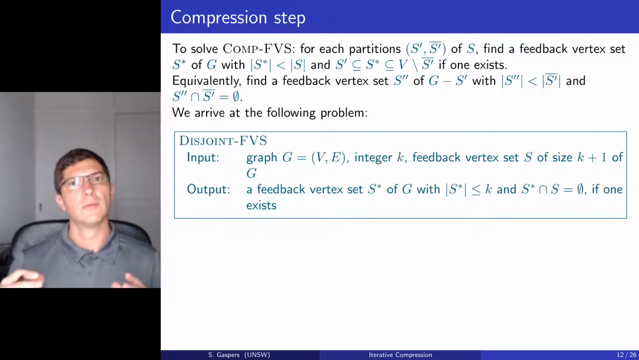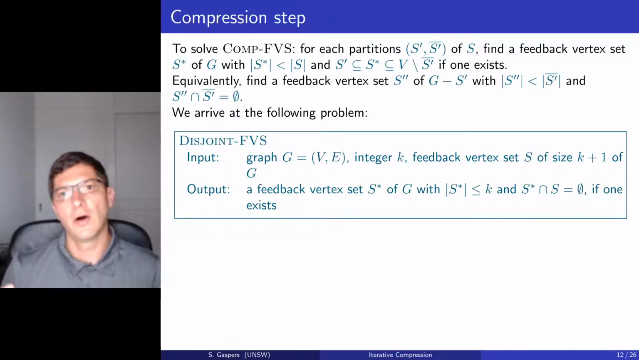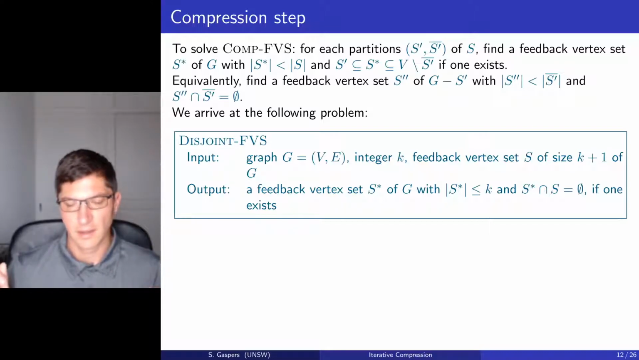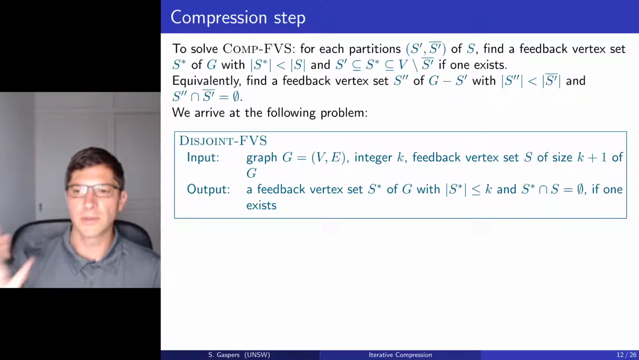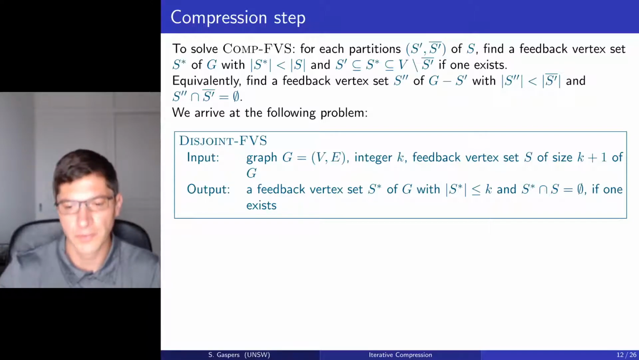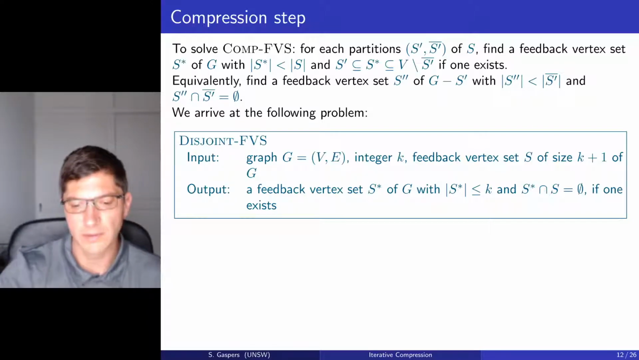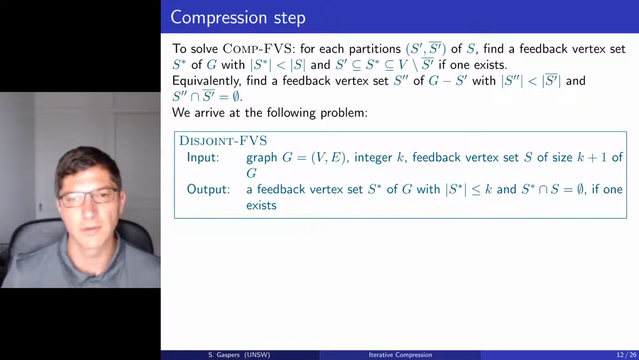So we went through all the partitions of the set S, and for those vertices that we decided must be in our new feedback vertex set, we just delete them from the graph. And we don't want to use any of the remaining vertices for our new feedback vertex set. So our new feedback vertex set should be smaller, and it must not contain any vertices from this set S prime bar. That's how we obtain this disjoint feedback vertex set problem.